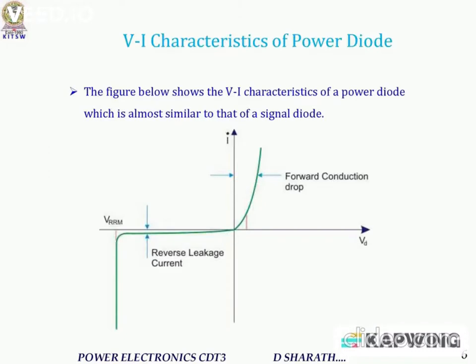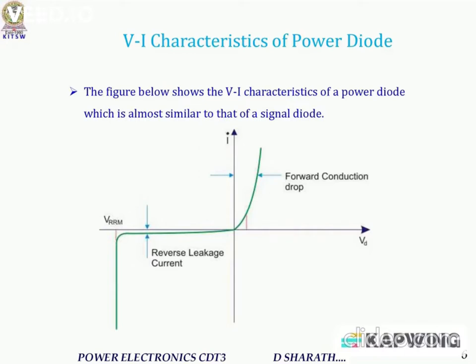And coming to the voltage and current characteristics of the power diode, the graph drawn between voltage and current gives the VI characteristics of the power diode. There is some forward conduction drop due to the increase in the current initially, and there is a reverse leakage current, and it causes the voltage VRM.